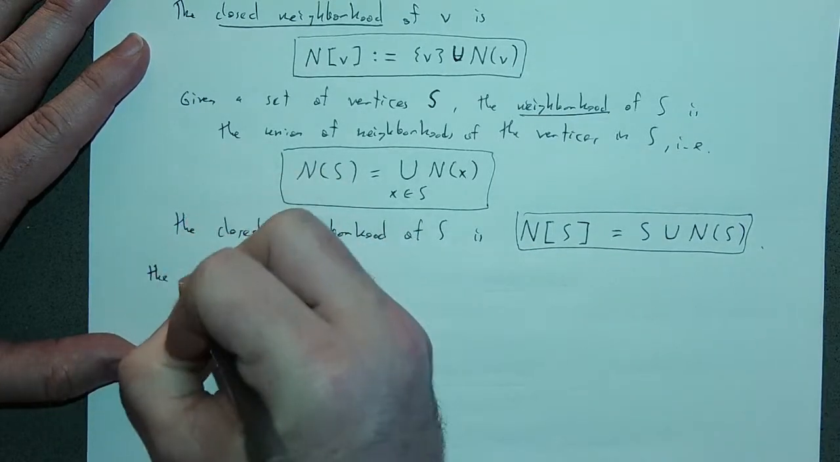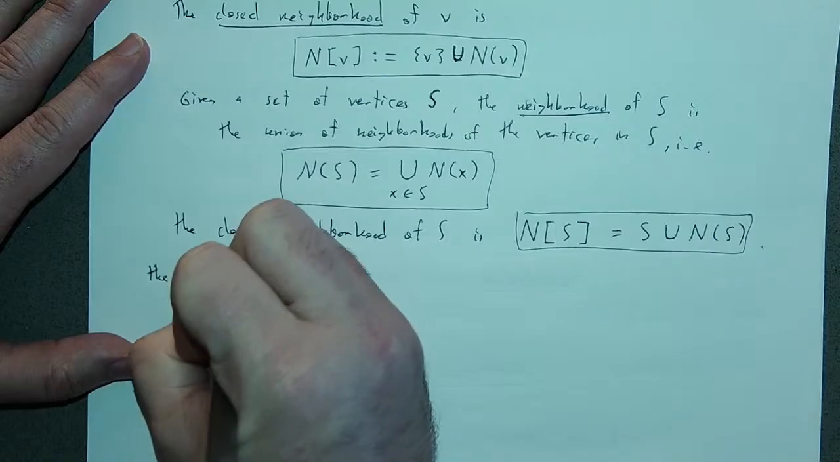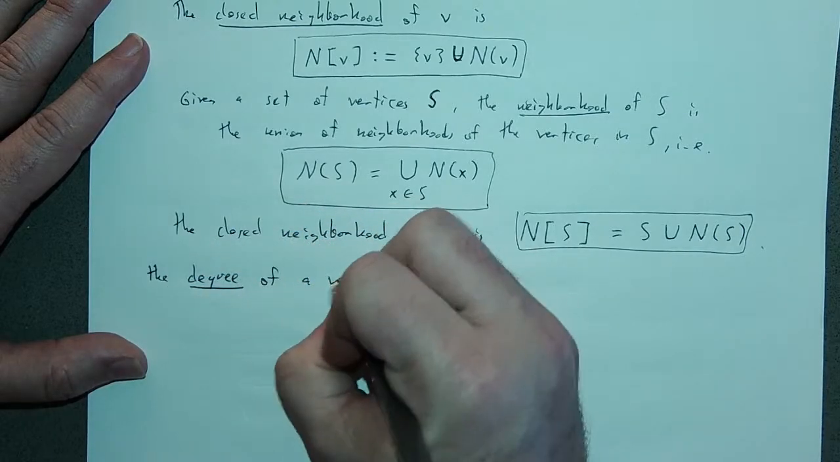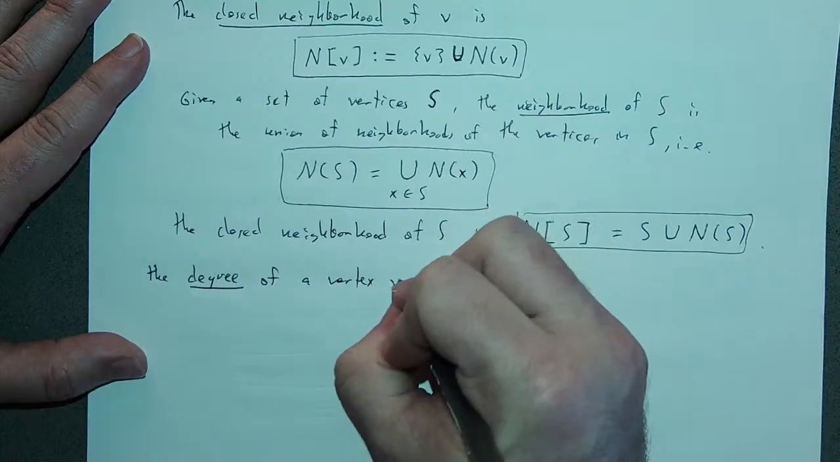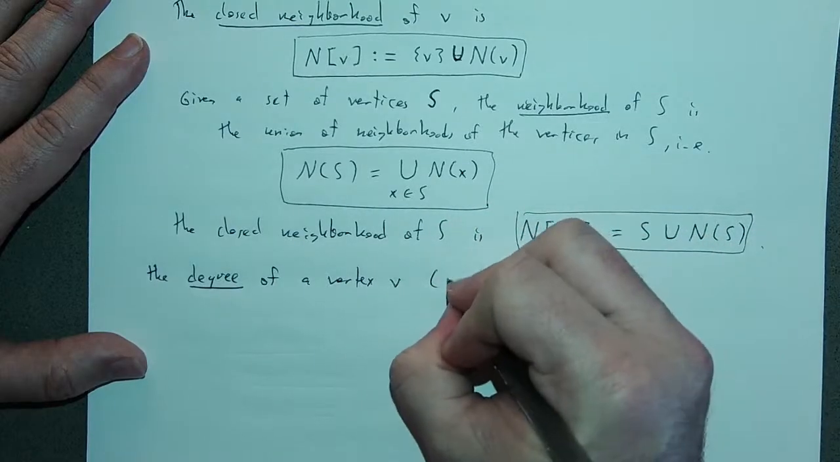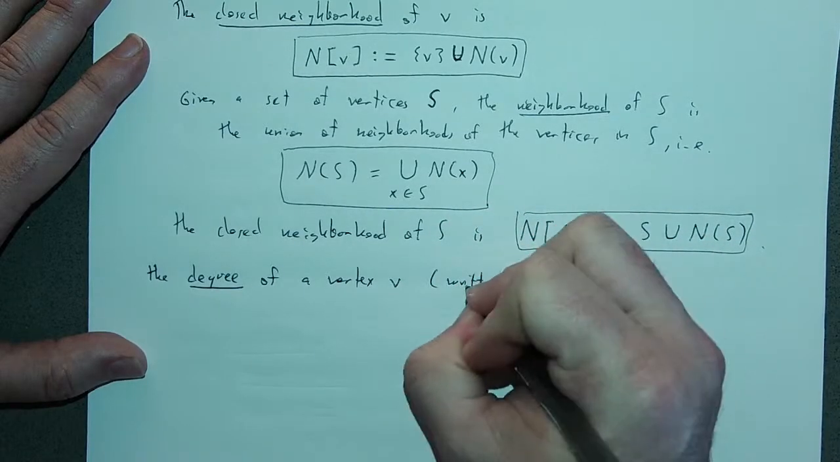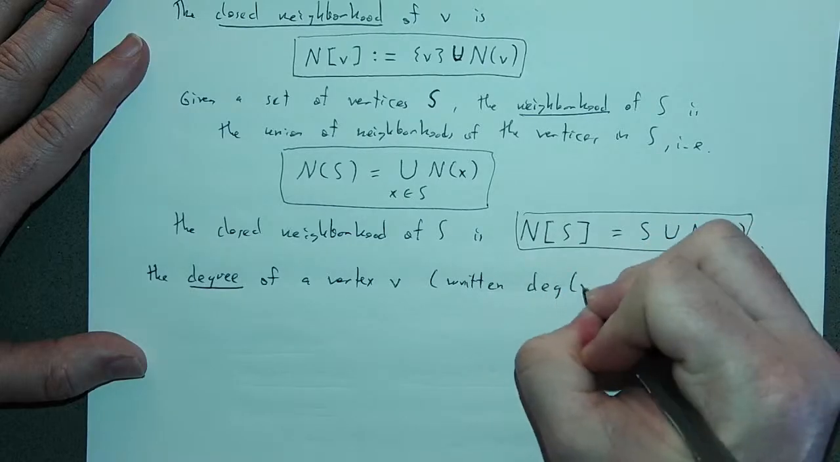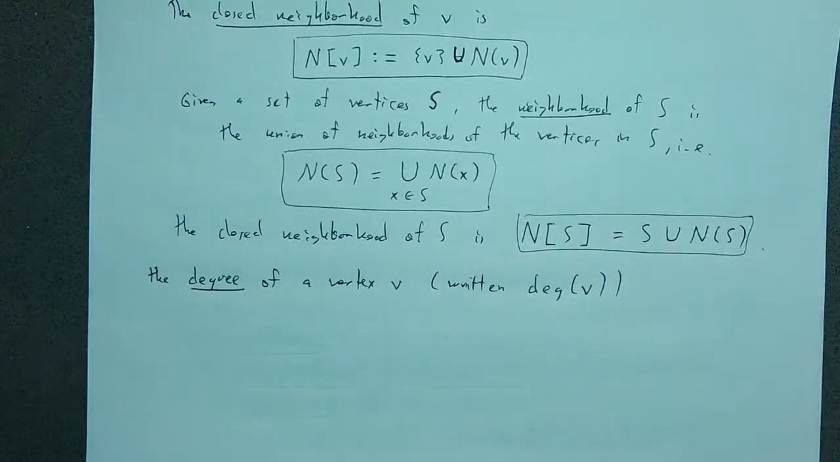Next, the degree of a vertex. So we write this as degree of V, much like you would write degree of some polynomial here. What is this? This is the number of edges incident with V.